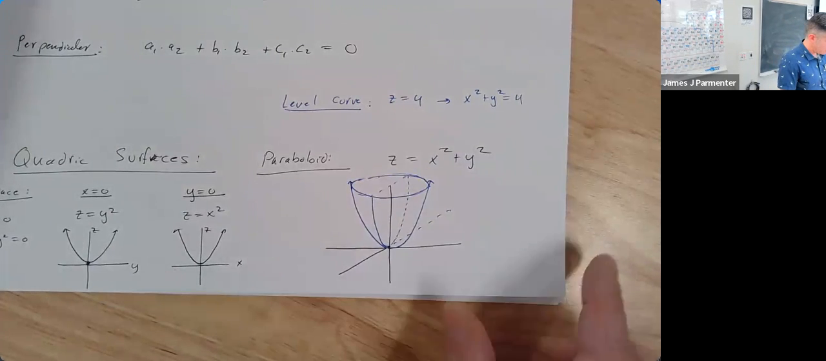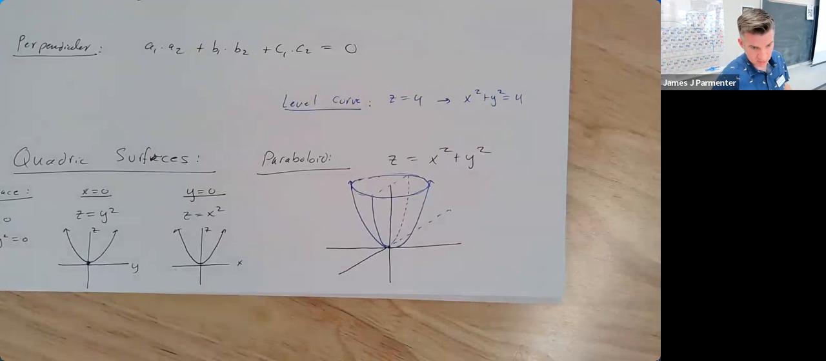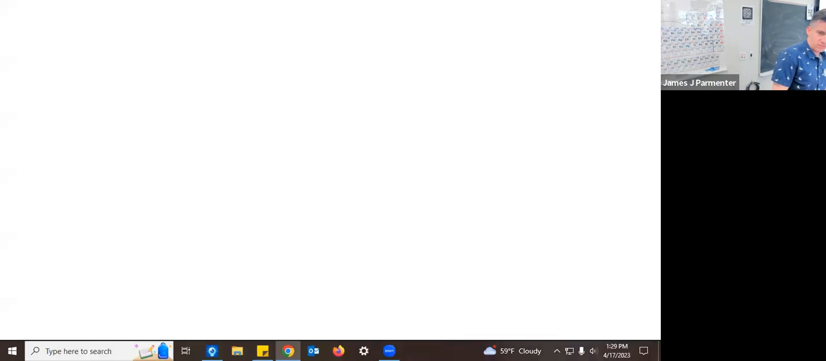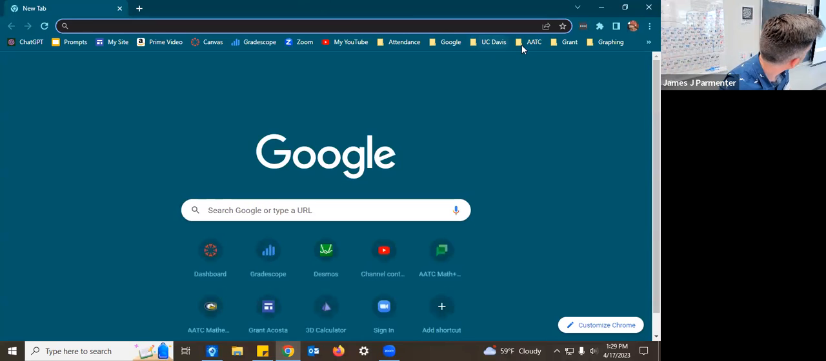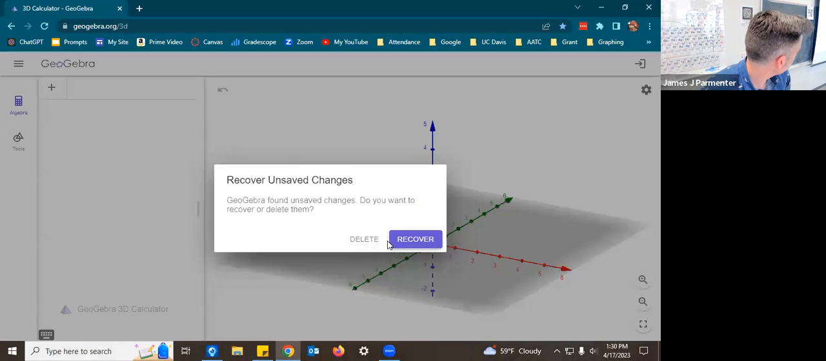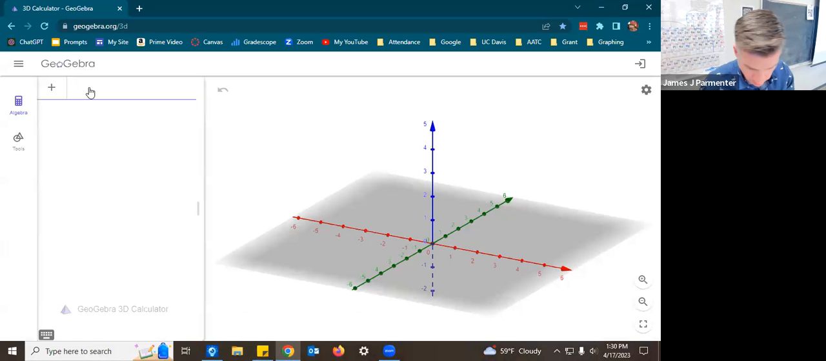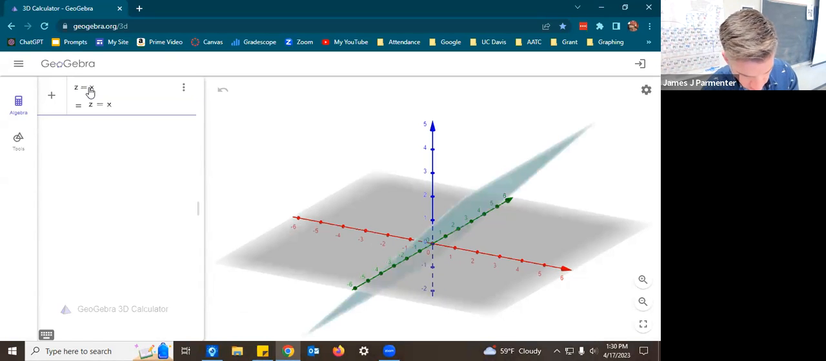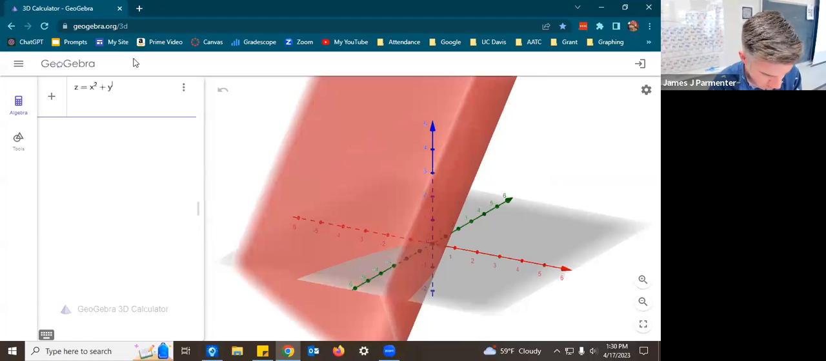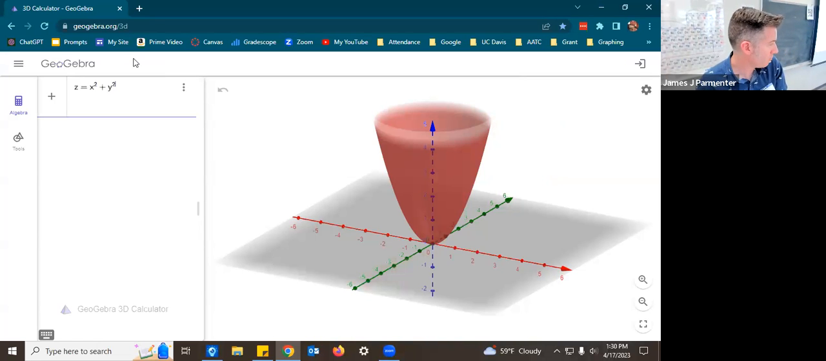Let me show you with nicer pictures. So here's z equal to x squared plus y squared, and it looks exactly like what we're talking about, an upward opening parabola.